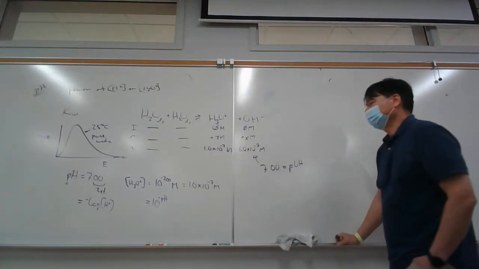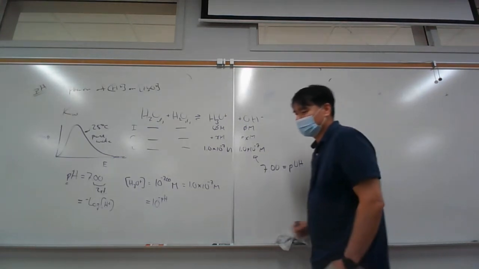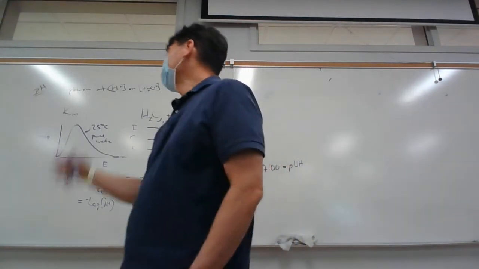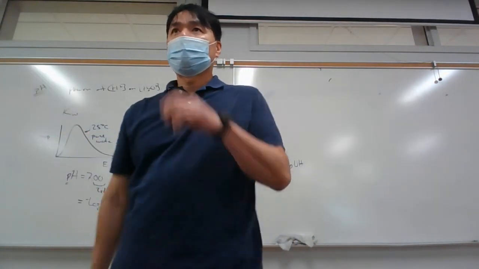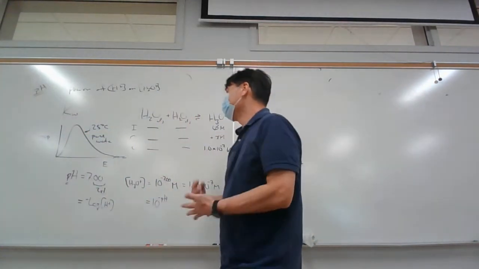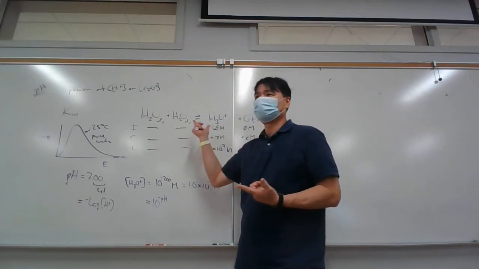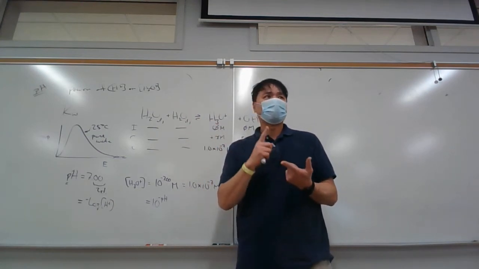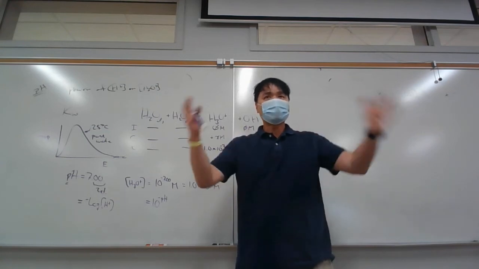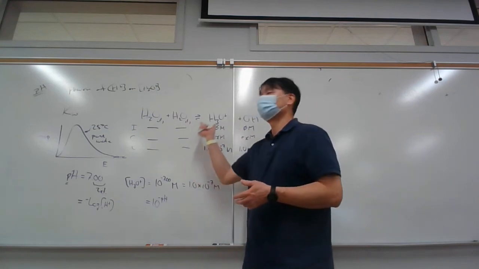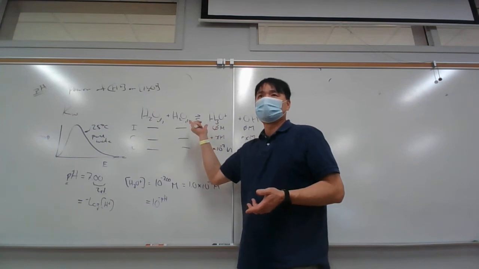All right. So what this means is this. If I add acid to water, then there are actually two sources of hydronium. The two sources are 1, the acid, and 2, the water.